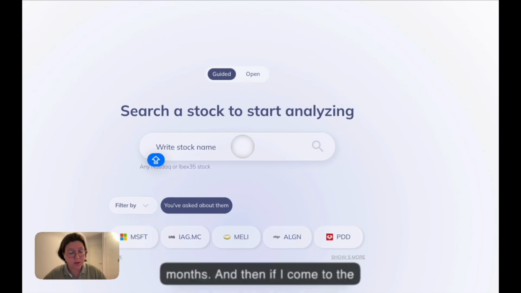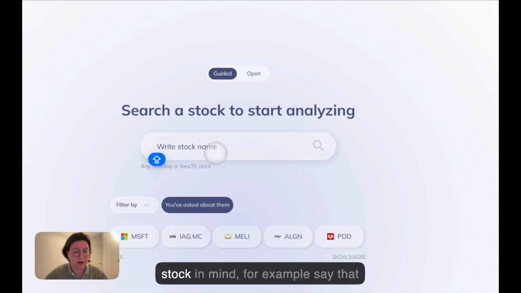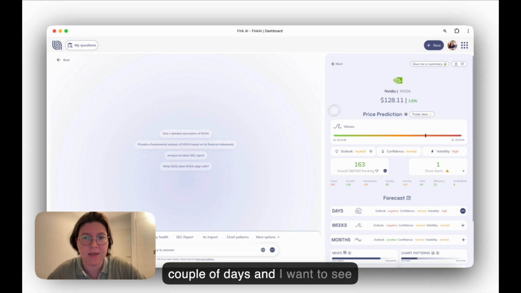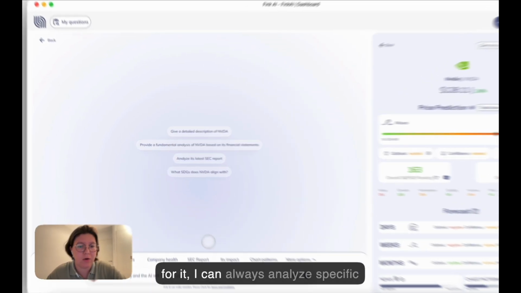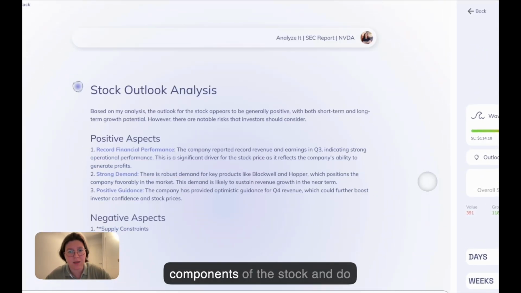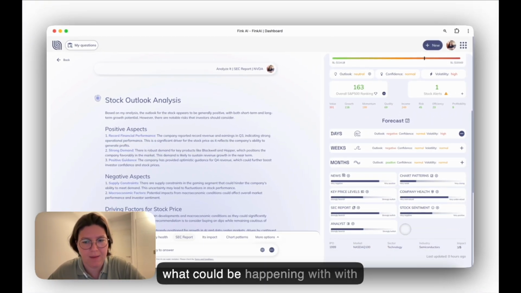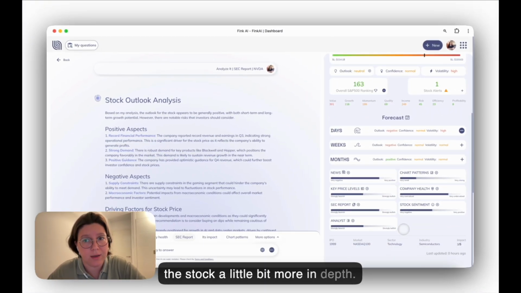And then if I come to the platform and I have a specific stock in mind, for example, say that I have invested in Nvidia in the past couple of days, and I want to see what could be happening with the stock itself, I can always search for it. I can always analyze specific components of the stock and do my own analysis and understand what could be happening with the stock a little bit more in depth.